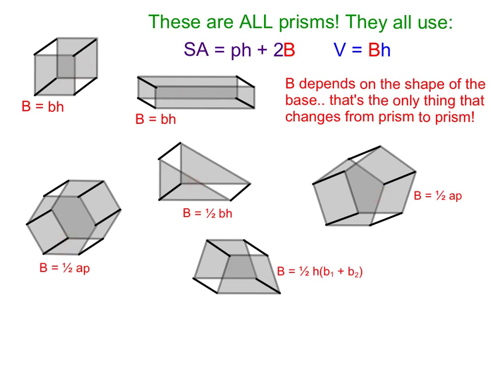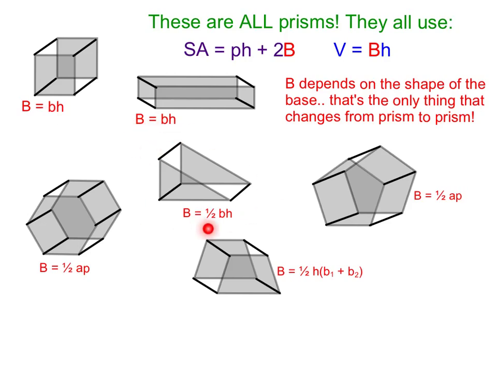It doesn't matter what they look like, because what I'm going to do is make it specific to what I need by changing the formula I plug in for B, area of my base. If I have a cube or a rectangular prism, the area of my base is either a square or a rectangle, and I just use base times height to find that.